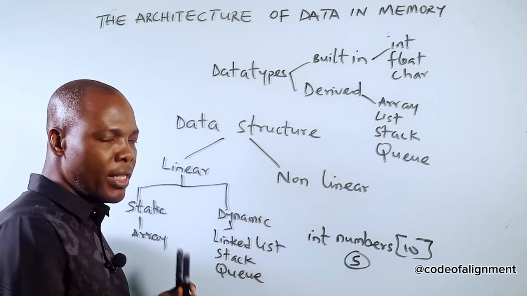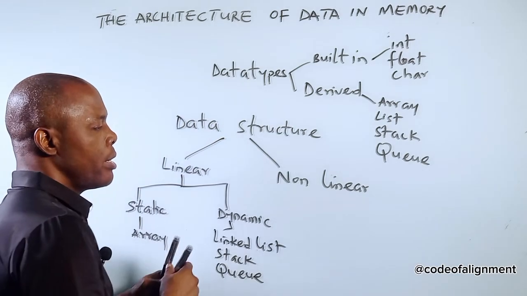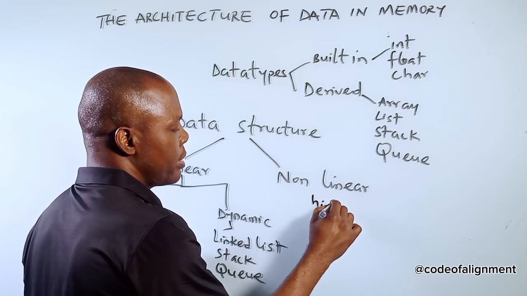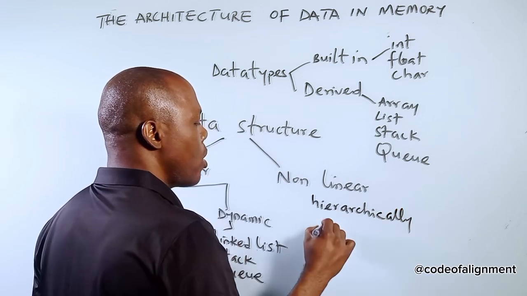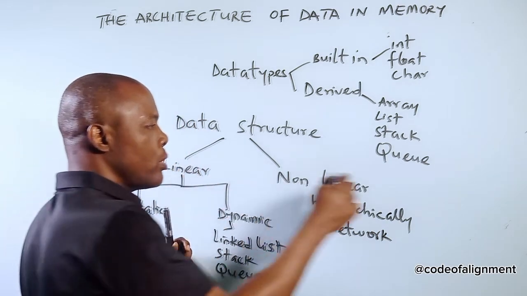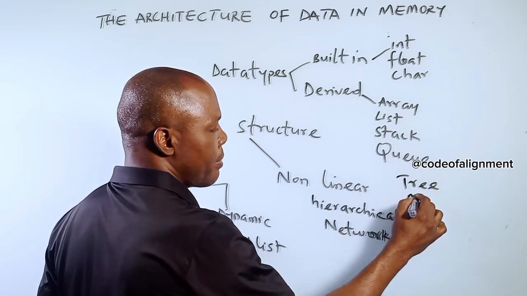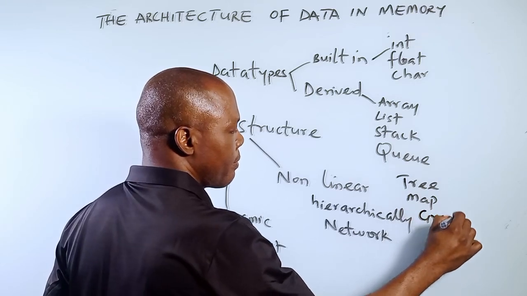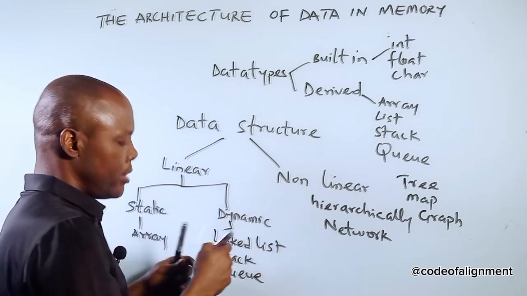Then we have the non-linear data structure. So in this one, data are arranged in hierarchical manner or network. So hierarchically or network. So example of this is what? Tree, right? Map, graph. So these are the example of data structure that you can classify under what? Non-linear.